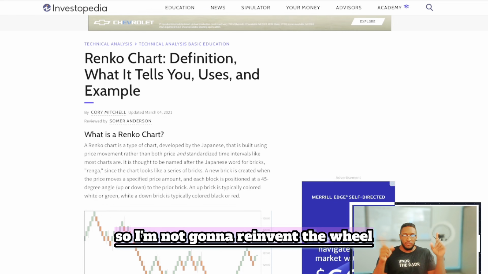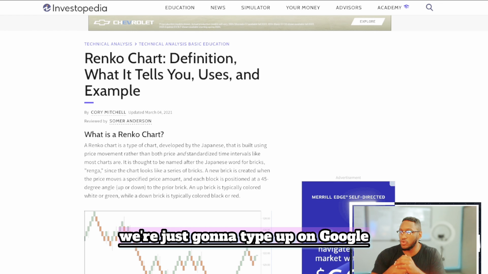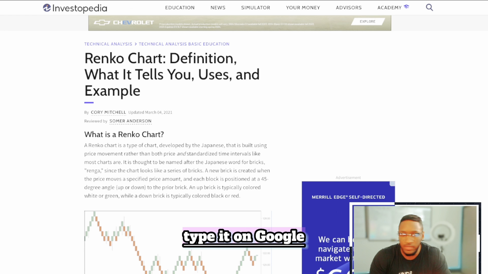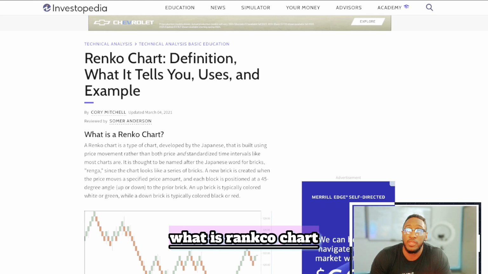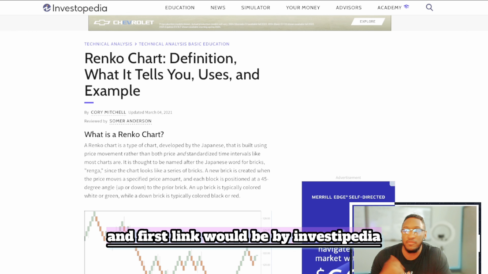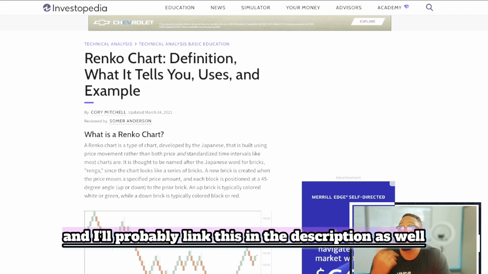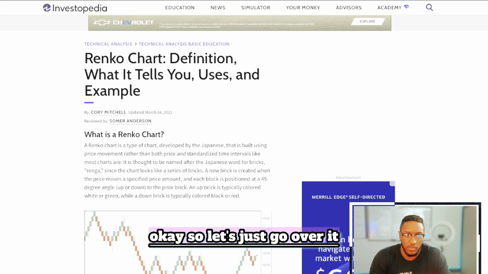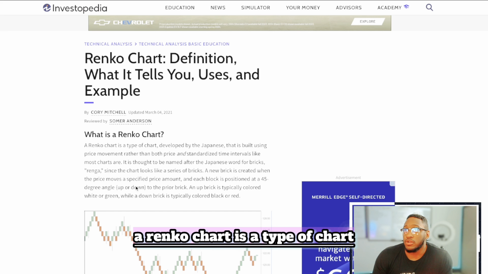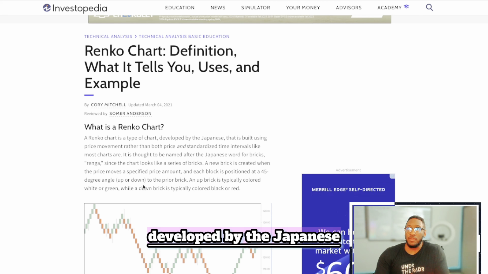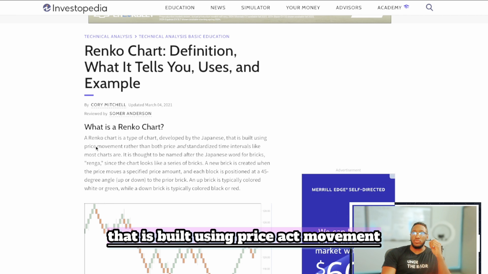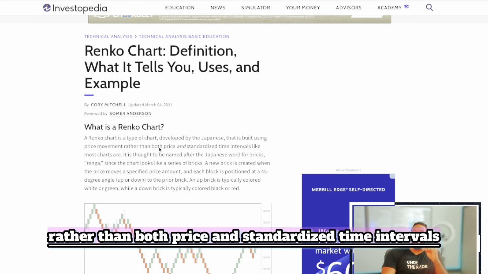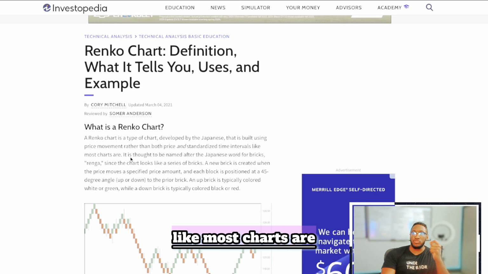So I'm not gonna reinvent the wheel. We're just gonna type up on Google, and you guys can do it the same way. Type it on Google, what is Renko chart? And the first link would be by Investopedia, and I'll probably link this in the description as well. Okay, so let's just go over it. What is a Renko chart? A Renko chart is a type of chart developed by the Japanese that is built using price movement rather than both price and standardized time intervals, like most charts are.